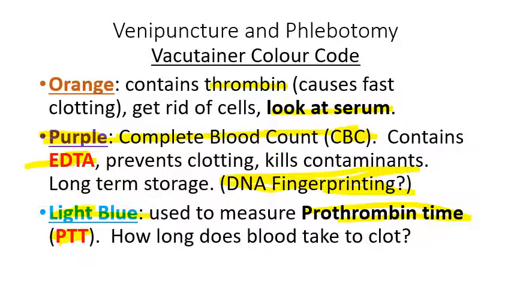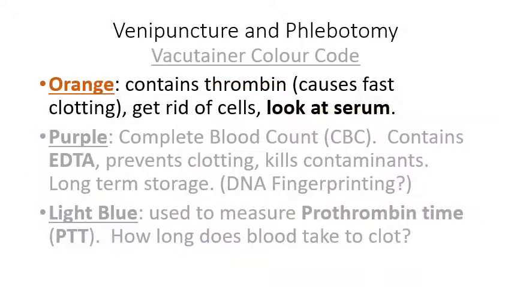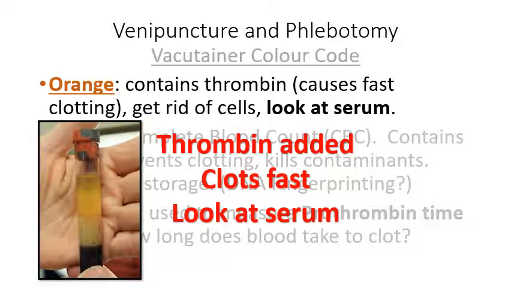So the orange cap tube is meant to coagulate and clot the blood. The purple cap tube contains EDTA. It preserves the blood. The light blue cap contains a citrate buffer, which allows the blood to clot at a certain temperature. So you can do a PTT test. Right, so the thrombin is added.